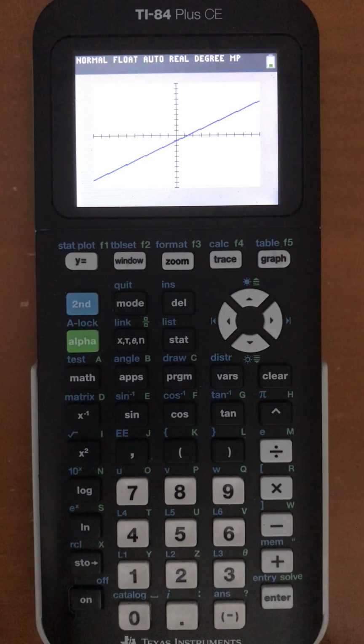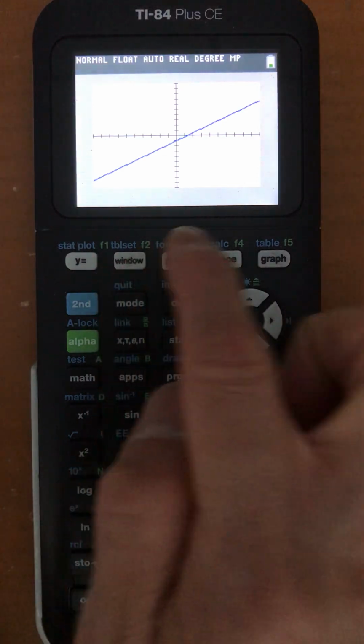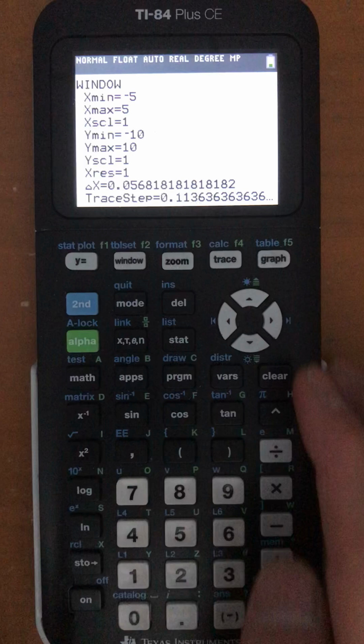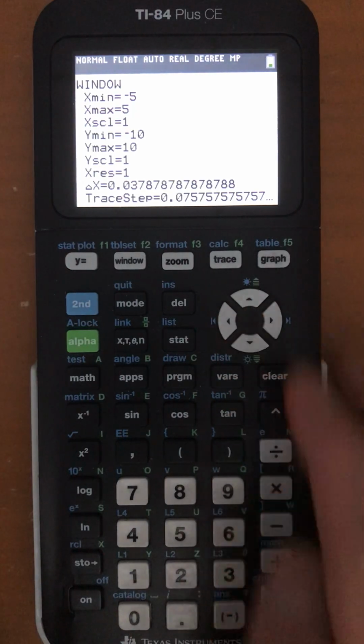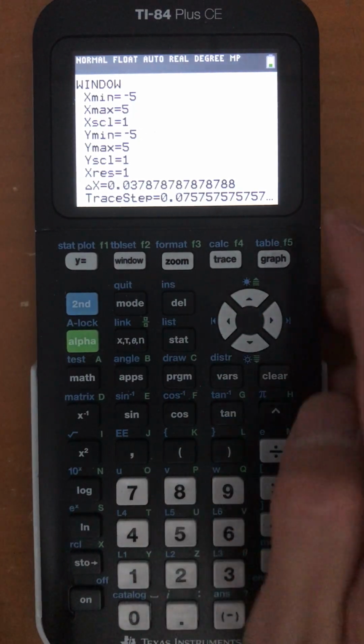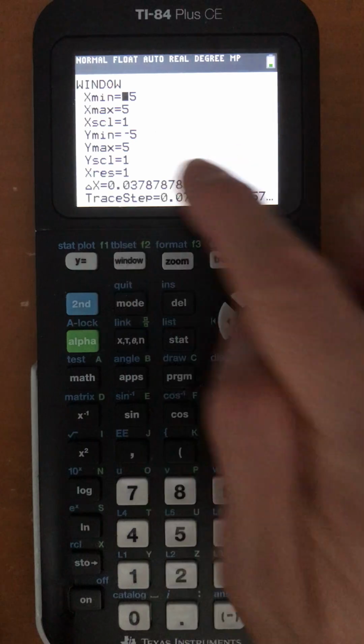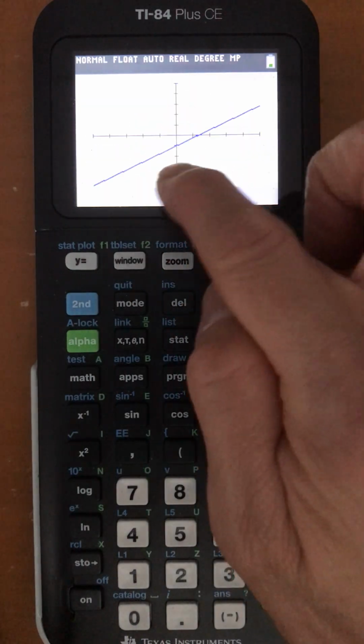Write a suitable window that allows you to see both the x and y intercepts of the graph. Okay, so I'm going to zoom in a little bit, -5, 5, and -5, and 5. Okay, a little bit more zoomed in, and there is my window, and here is my graph.